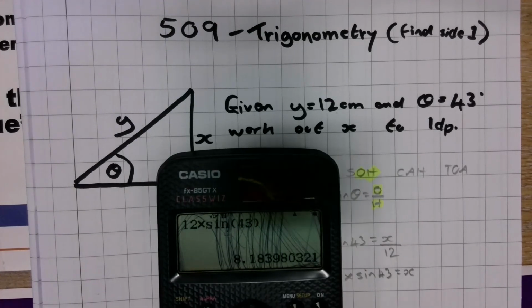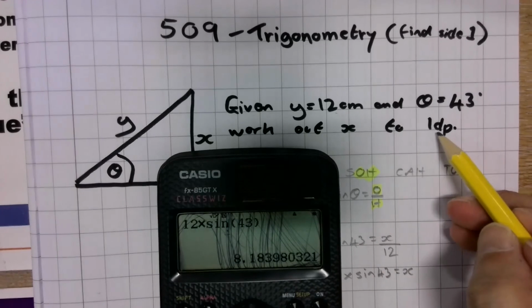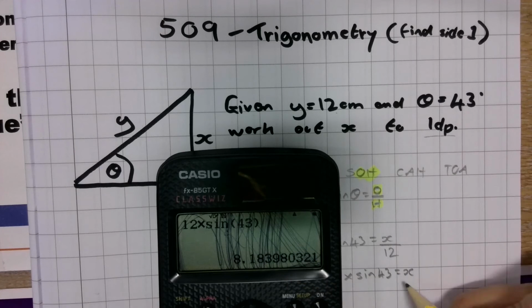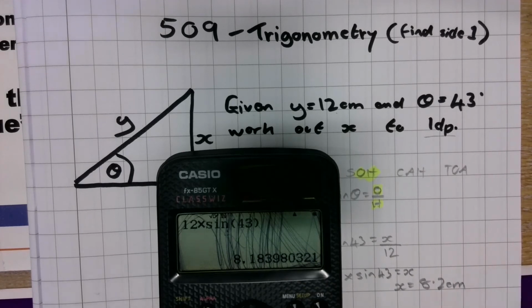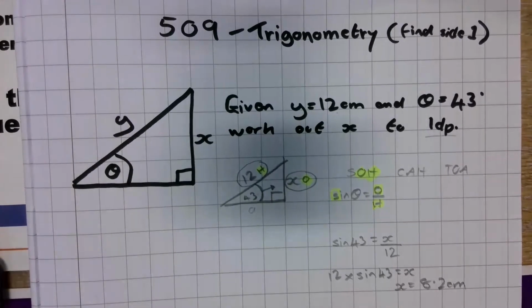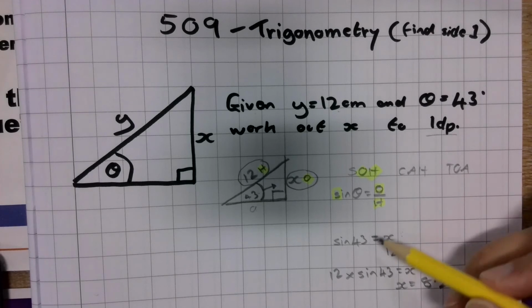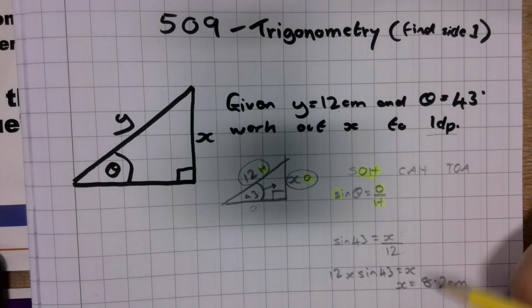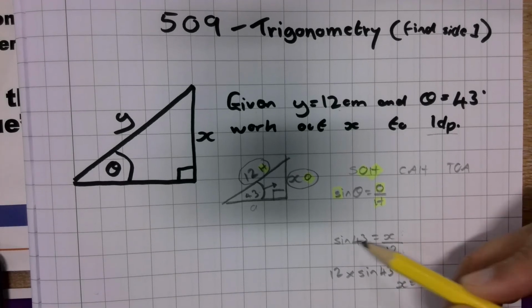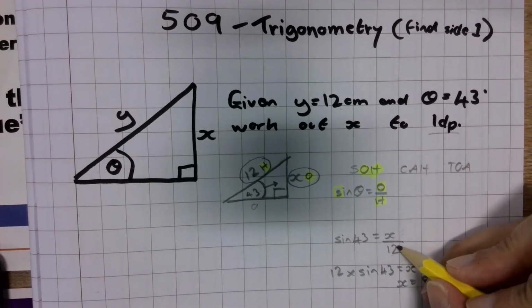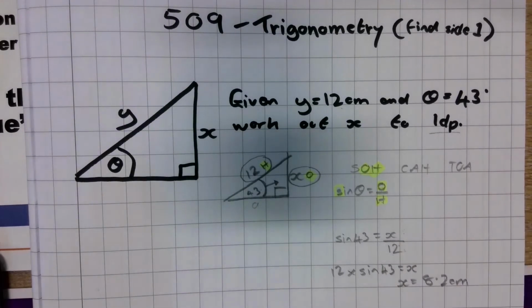and I get an answer of 8.1839, whatever. It's asking for one decimal place, so it's cut off after the 1. There's an 8 there, so the x will be 8.2 centimetres. If this fraction was the other way round, you would divide the two things. If the x is on the bottom of the fraction, you would do 12 divided by sine 43.